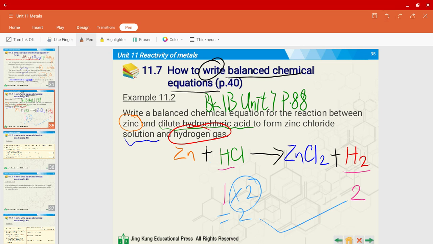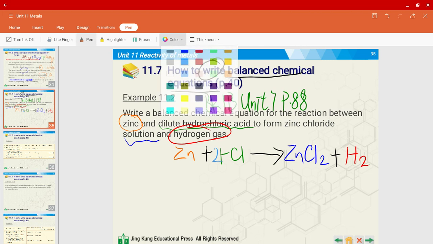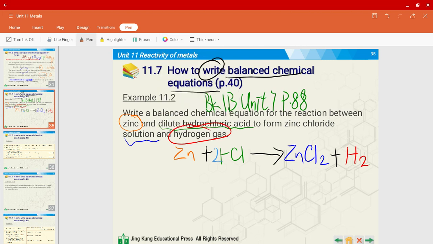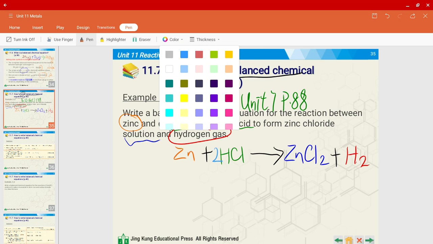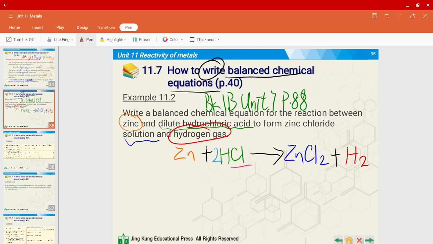Okay, let me write that again. Now that I have checked H, oh, the H is gone. Let me write it down again. Now I can focus on the next one, which is Cl. Okay, Cl, does it have a big number? Yes, it does. It is 2.